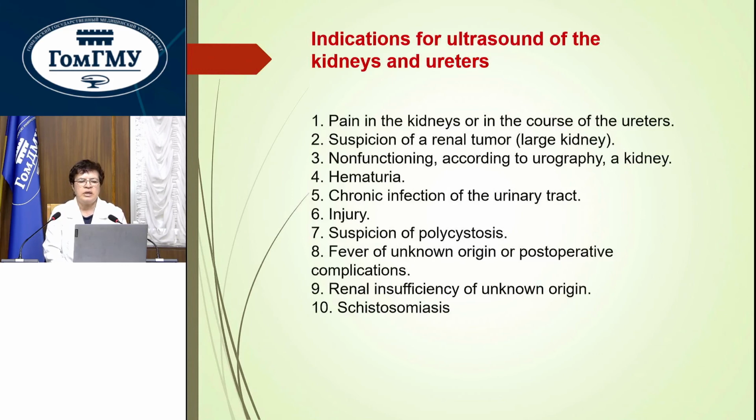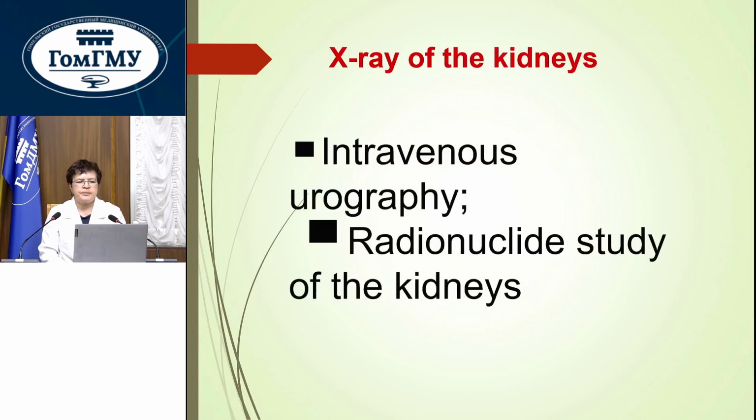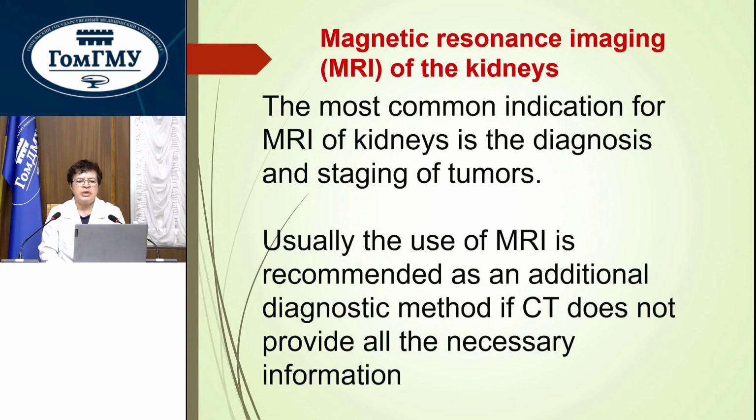Indications for ultrasound of the kidney and ureters are pain in the kidney or along the course of the ureters, suspicion of a renal tumor, a large kidney, a kidney non-functioning according to urography, hematuria, chronic infection of the urinary tract, injury, suspicion of polycystosis, fever of unknown origin or postoperative complications, renal insufficiency of unknown origin, and schistosomiasis.